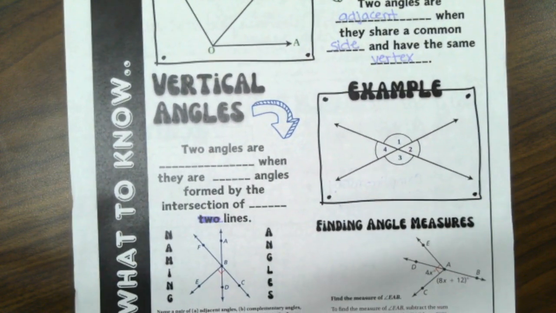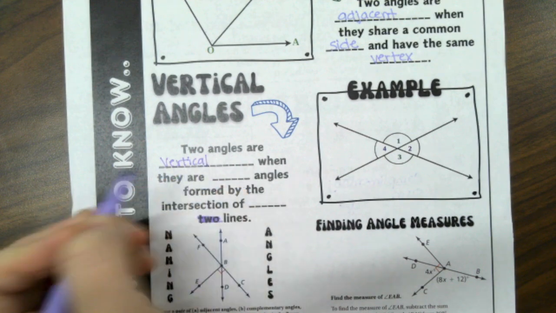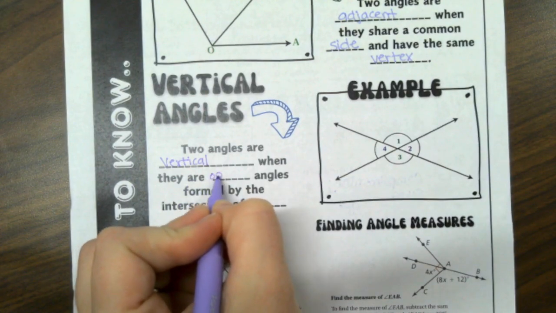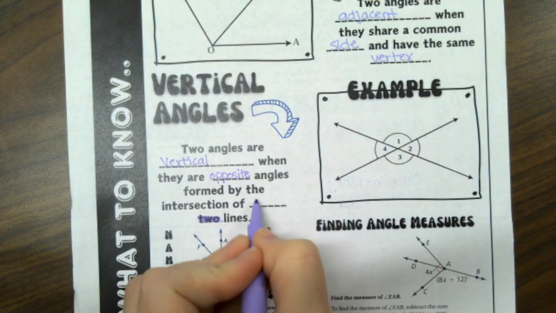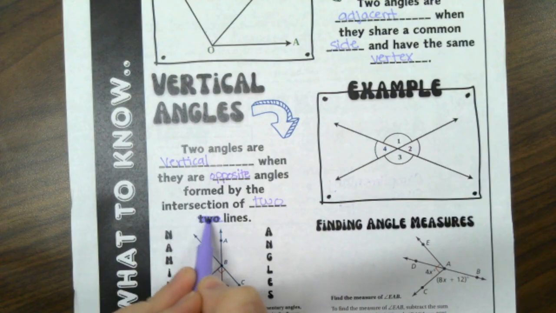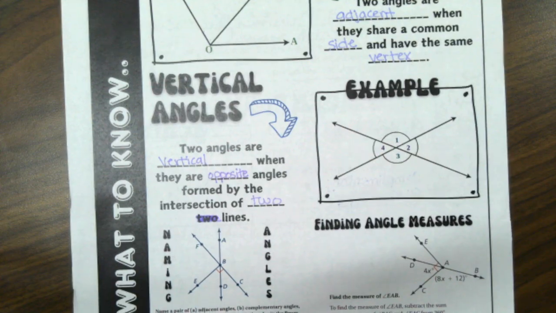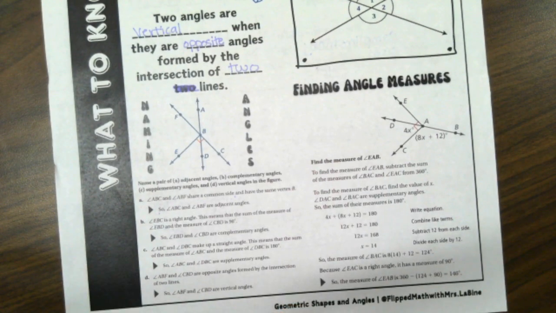Vertical angles. Two angles are vertical when they are opposite angles formed by the intersection of two lines. And you'll see I already put 2 in here, so you can just mark that one out and put 2 lines. So that's what this section is about, is just understanding what those angles are and then being able to find them and name them and figure out what X is in the measure.